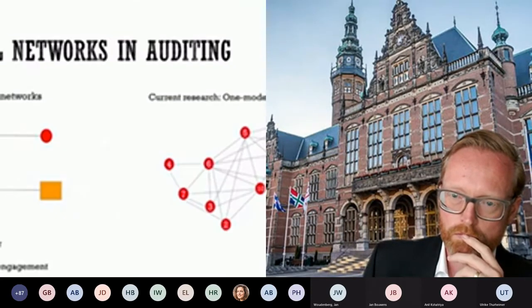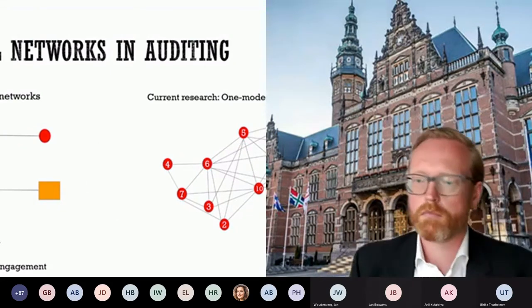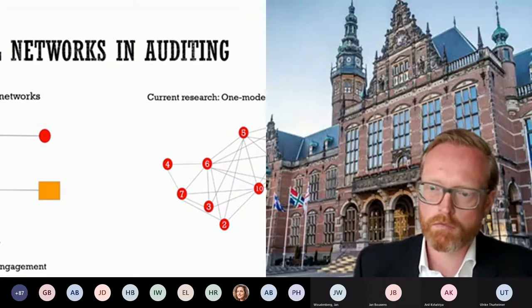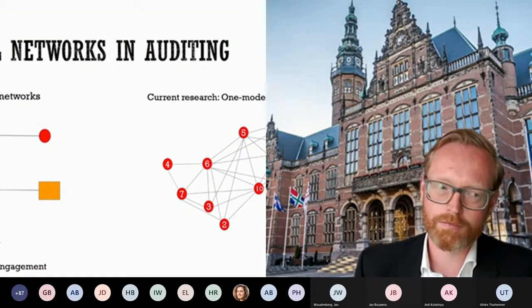And if you typically look at current social network research in auditing, they tend to focus on what you call a one-mode network. So basically, on the left-hand side of the screen, it means that researchers only focus on the direct and indirect links between, for instance, two auditors or between two audit engagements. And you also see it depicted in the figure on the right-hand side of the screen.